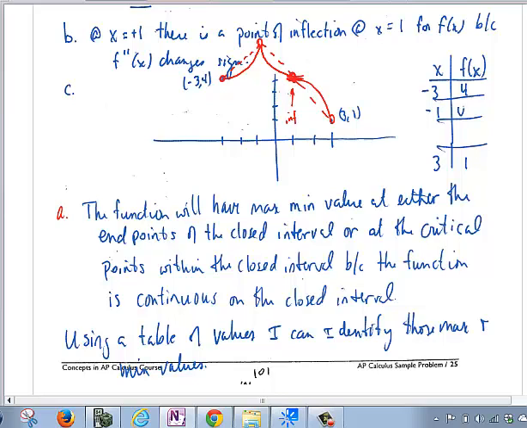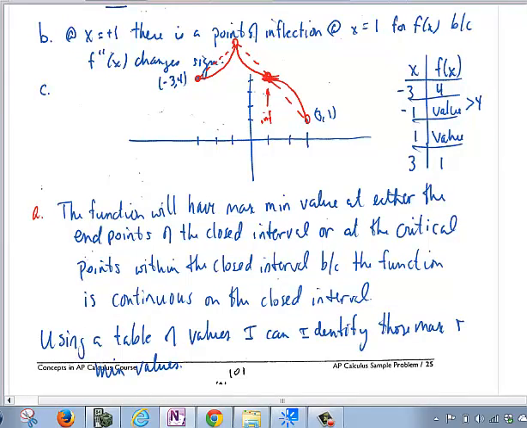-1, I had a value larger. I'm just going to do value greater than 4. And I'll justify that in the statement. And then at my other critical point, which was at 1, I had a value between 1 and 4, or between 1 and f at -1.